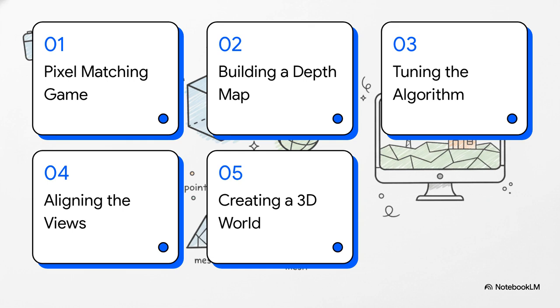So here's our game plan. We're going to take a 5-step journey. We'll start with something super simple, just matching a tiny little group of pixels. But by the end, you'll see how that one little idea can scale up to create an entire 3D world. It's going to be a pretty cool ride.